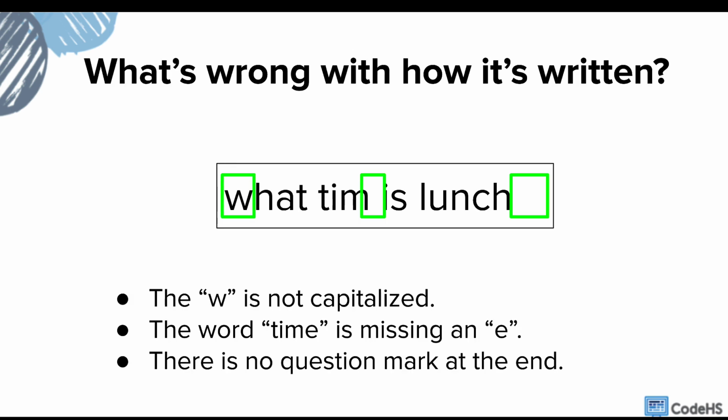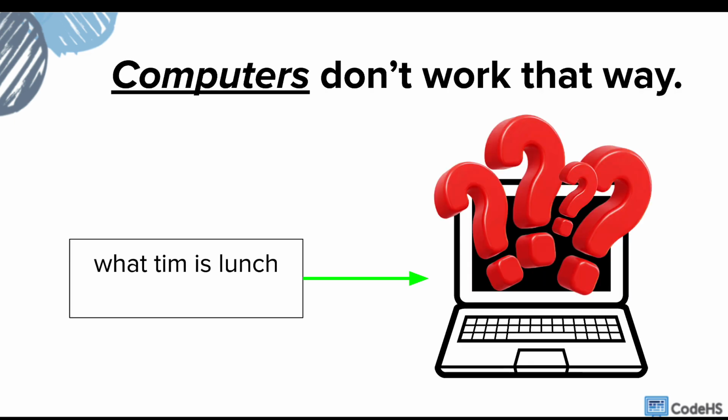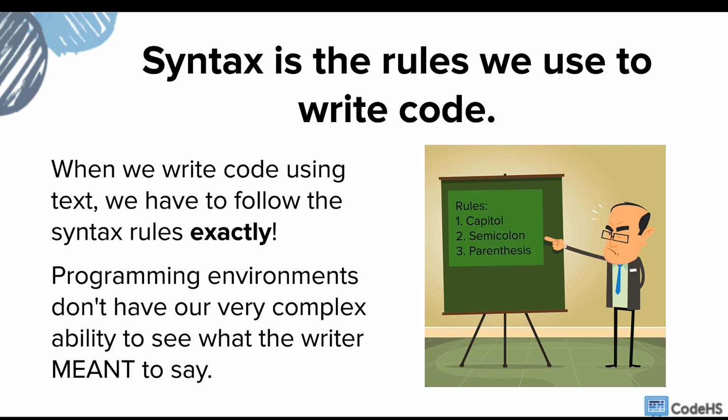The W at the beginning is not capitalized, even though it's the beginning of a sentence. The word time is missing an E, and there's no question mark at the end. We're still able to understand the sentence even with those errors. But computers don't work that way. That's where syntax comes in. Syntax is the rules we use to write code.